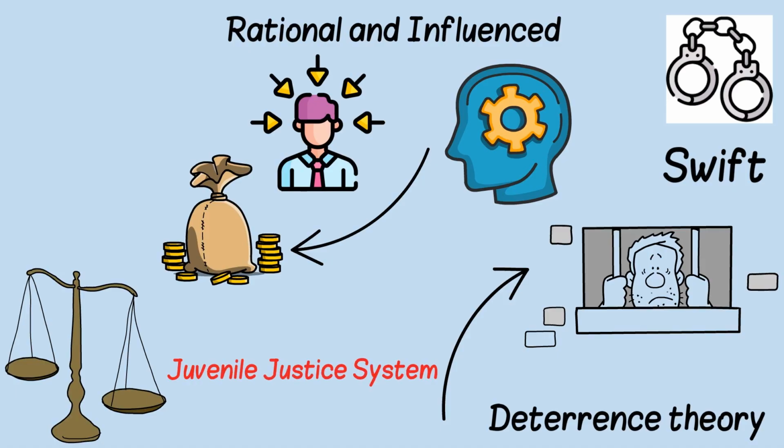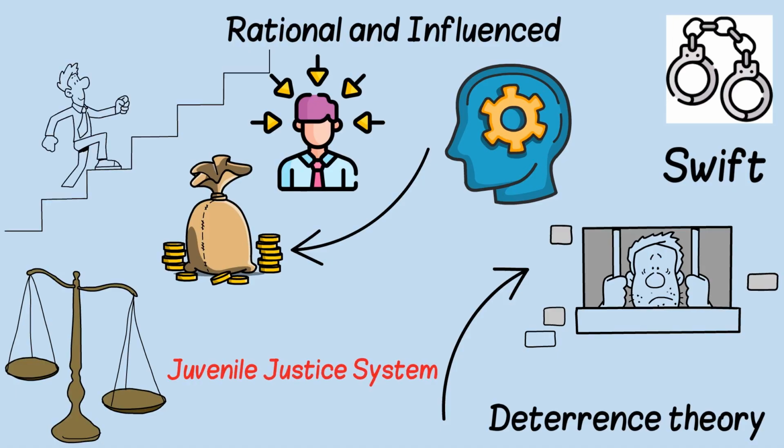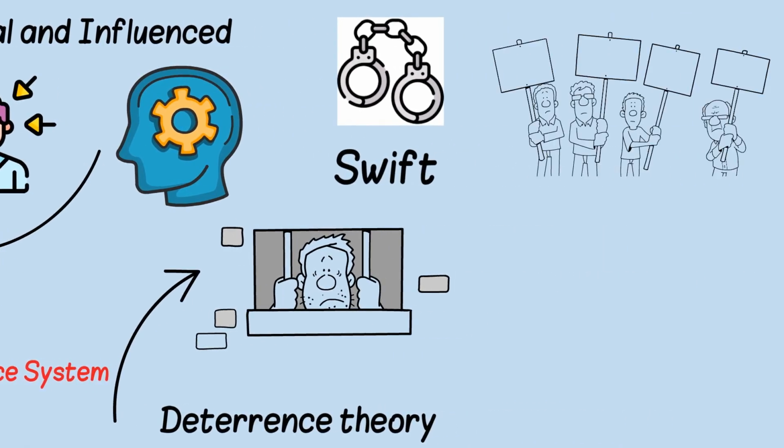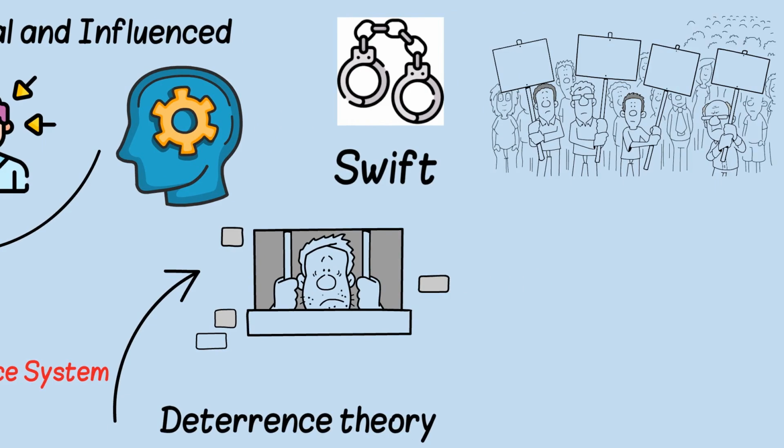Within the juvenile justice system, deterrence theory is applied with careful consideration of young offenders' developmental stages. Juveniles often lack the capacity to fully appreciate the long-term consequences of their actions, raising questions about the effectiveness of deterrence-based approaches for this demographic.